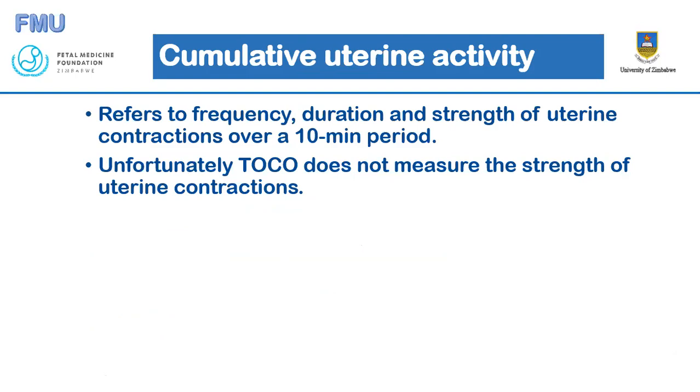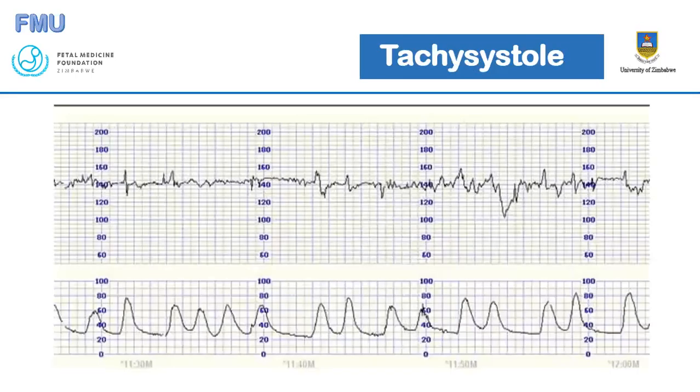Whenever we are interpreting them, we look at the frequency, the duration, and the strength of uterine contractions over a 10-minute period. This is probably a case of tachysystole. If we count the 10 minutes here, 1, 2, 3, 4, 5, almost 6. Probably here it's fine, it's 4 contractions in almost 10 minutes. And these are the contractions. So we count the number: 1, 2, 3, 4, 5.